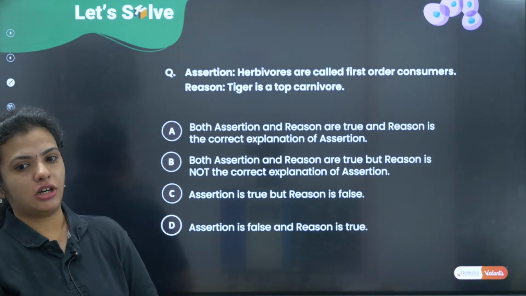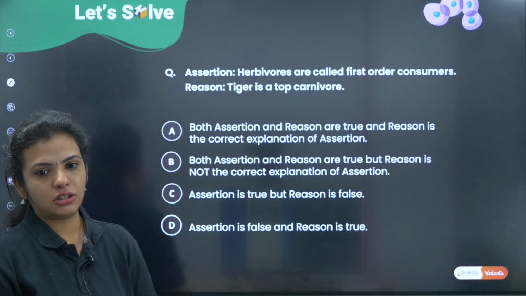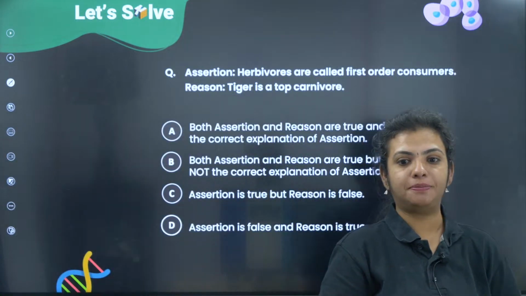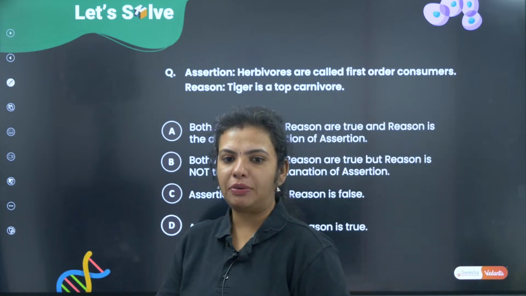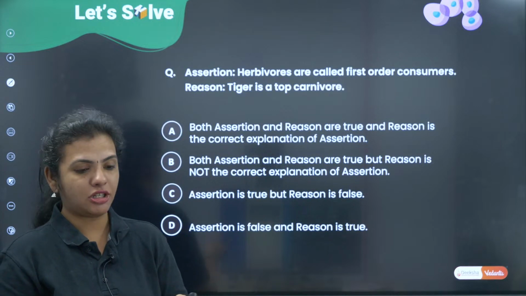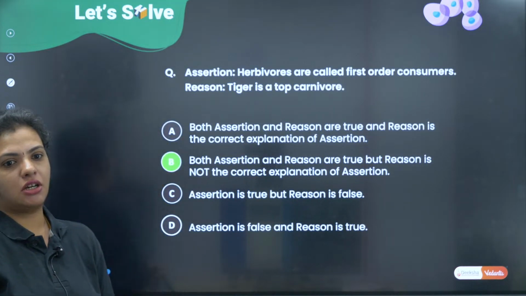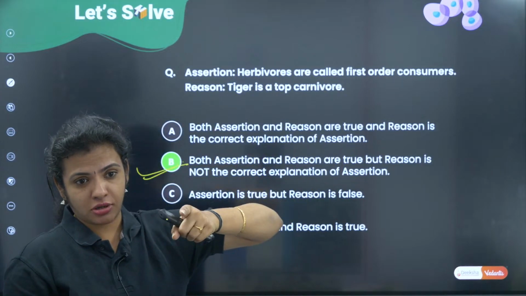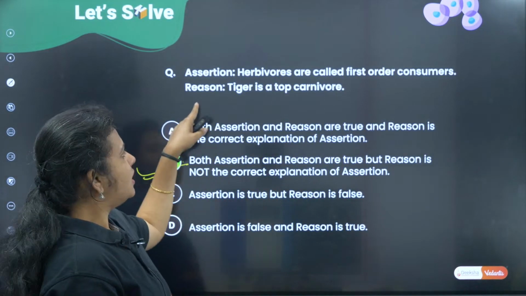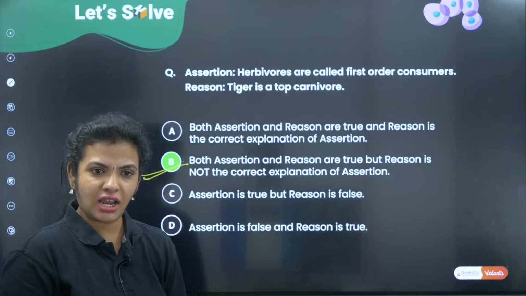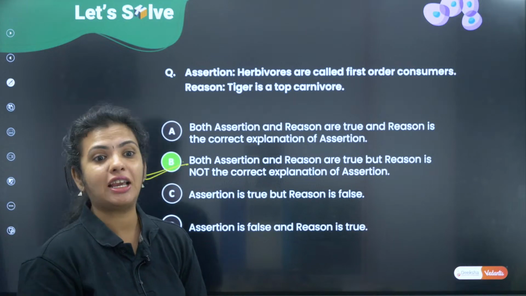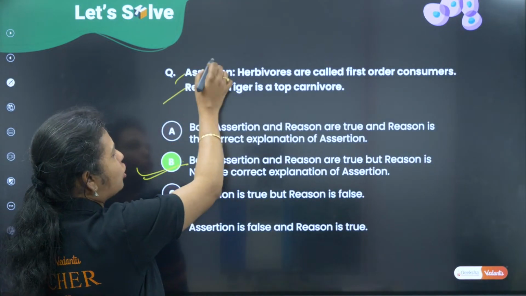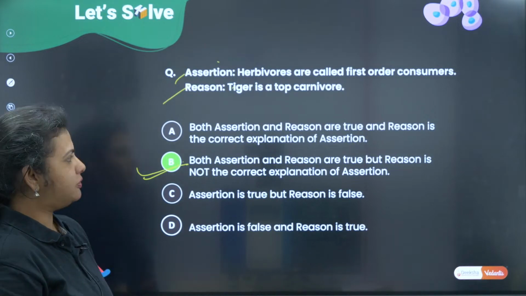Herbivores are called first order consumers. Okay, we have Sumuk, Viksha, Netra, all of them have given the same answer, which is option B. All right. So it is again the same thing. Herbivores are first order consumers. They are our primary consumers who feed on plants. They are all vegetarians. Reason: tiger is a top carnivore. Correct. It is going to occupy the highest category, like I told. Tiger eating the man, that's a top carnivore. So both are correct, but there is no correlation between the two. Alright, so it's option B.